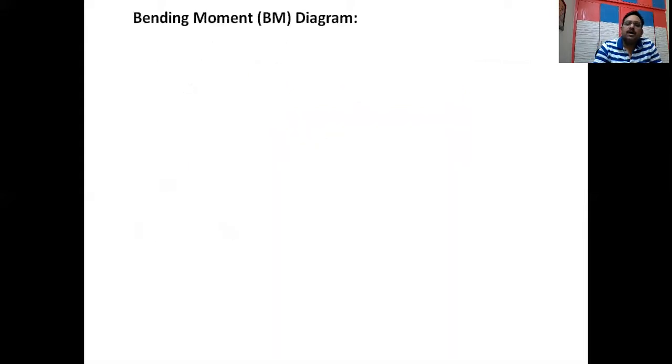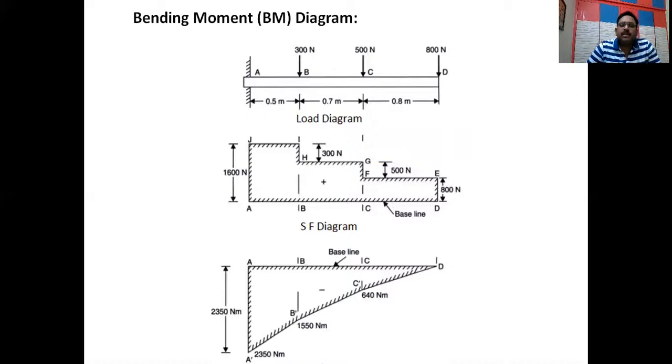Now we have to draw the bending moment diagram. So here we have a bending moment diagram. Now see, this is a load diagram and this is a shear force diagram already seen. How to draw a bending moment diagram? Now we have found out the bending moment at various sections. So at D it is 0.